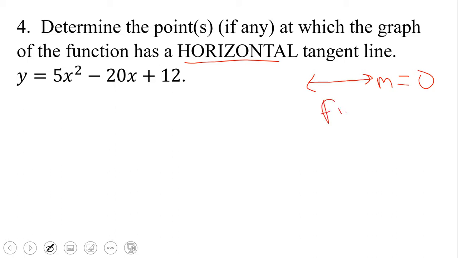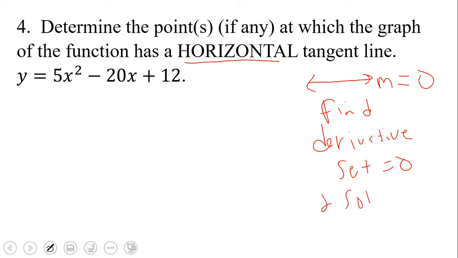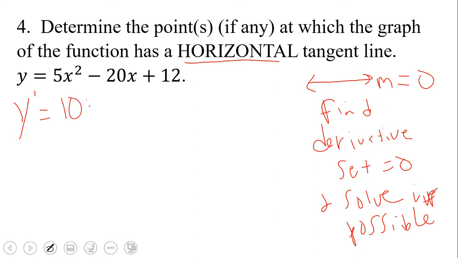That means you're going to find the derivative. Then you're going to set it equal to 0, and then you're going to solve if possible. That's what they're asking you to do when they say to find the points, if any, for which there is a horizontal tangent line. So we're going to start by taking the derivative, y prime. Bring down the 2 times 5 is 10x. Derivative of -20x is just -20, and the derivative of a constant is, of course, 0.